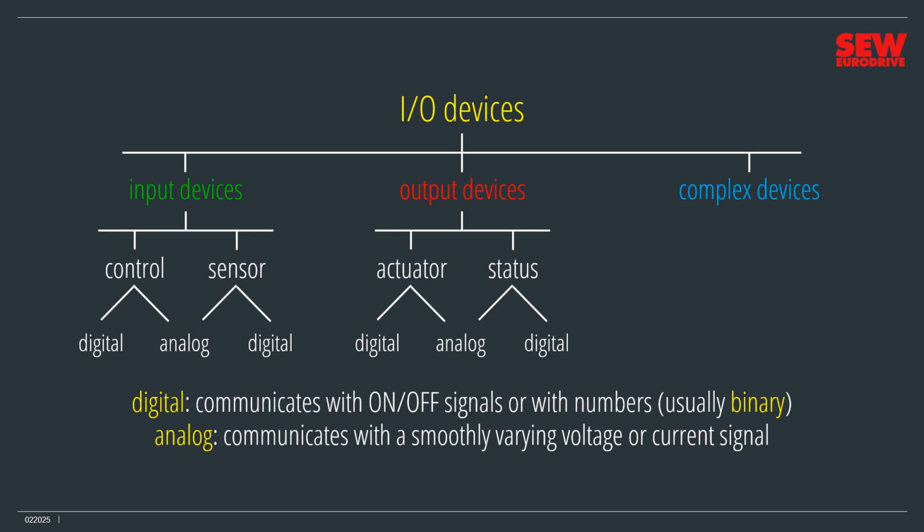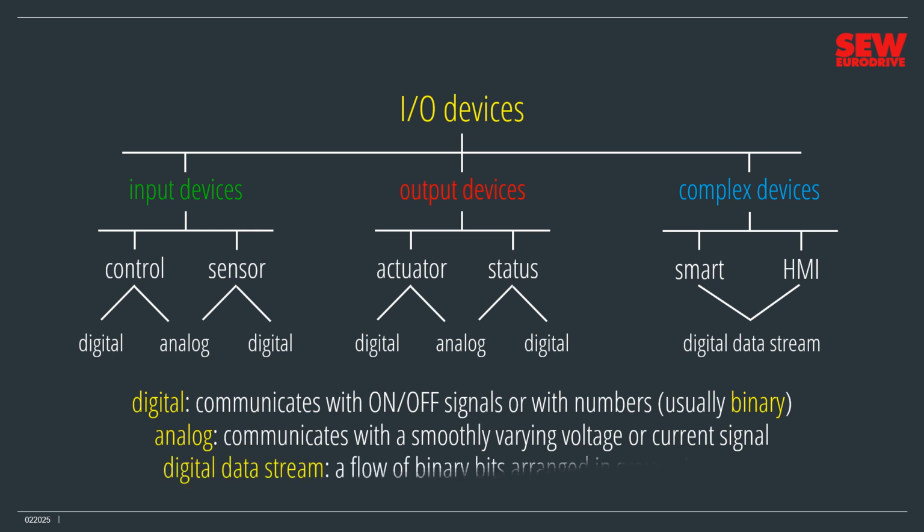Complex devices divide into smart devices and HMIs. Smart devices contain their own tiny controller, and many communicate over an industrial network. Both smart devices and HMIs generate digital data streams that they use to communicate with other devices. A digital data stream is a flow of binary bits, zeros and ones, arranged in groups called packets. In the last module, you learned about Movilink DDI encoders. These are smart I/O devices that communicate with the VFD using a digital data stream.